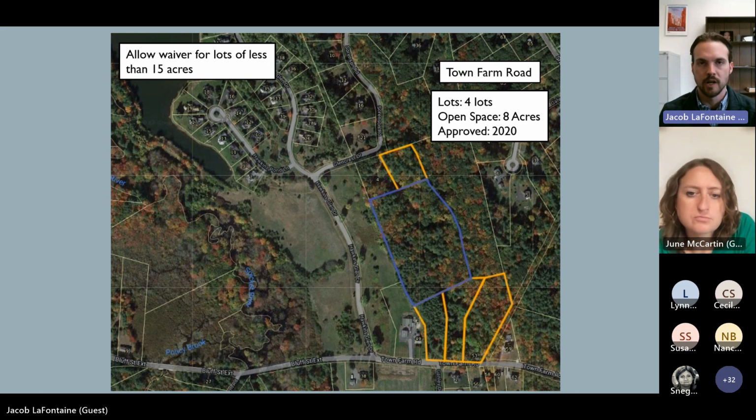You'd have to build the street to town standards. You'd have to build all the other infrastructure, and ultimately the return is 4 house lots, where now you've got 4 frontage lots and no costs for infrastructure.